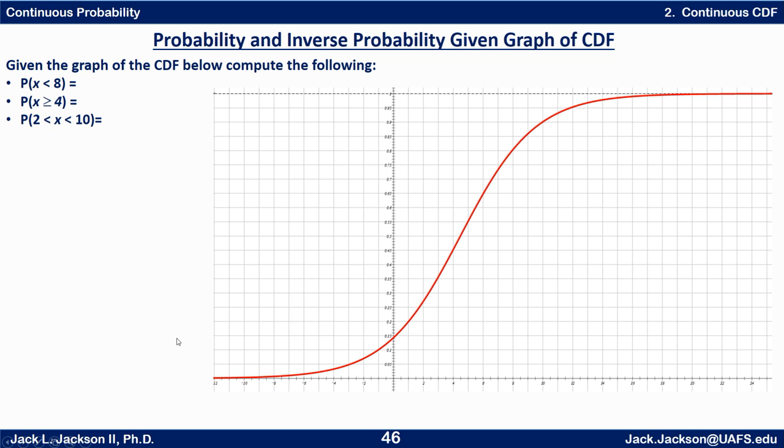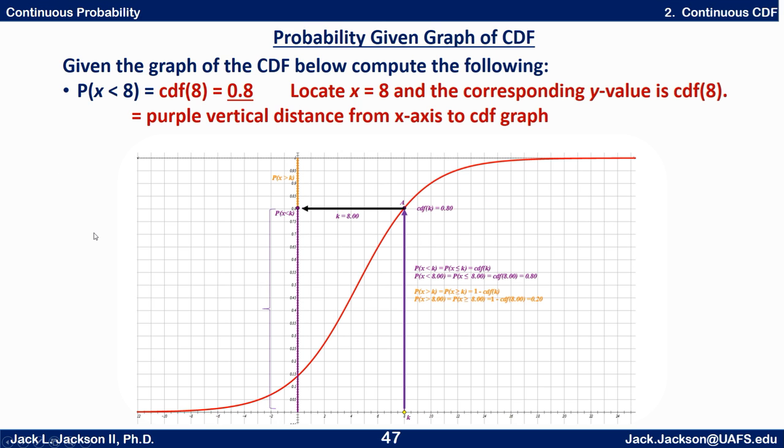Press pause and see if you can figure it out. Okay, did you come up with a number? Well, all you have to do, that is the same as the probability that x is less than or equal to 8, which is a CDF of 8. And so all you have to do is find 8 on the x-axis, go straight up to the point, and then go straight across here to read its y value.